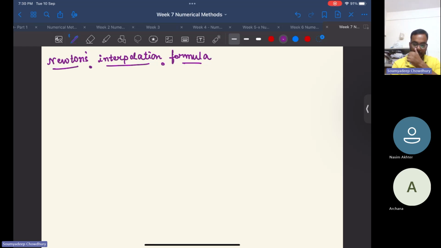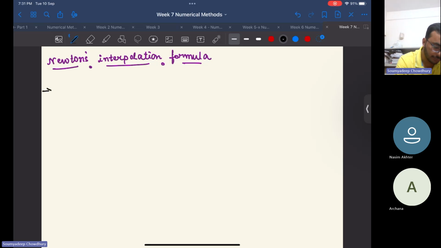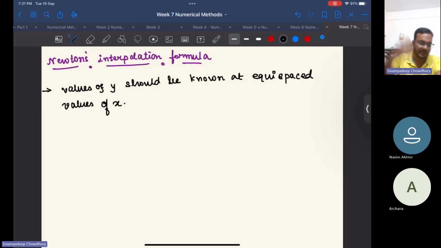So first we will look into Newton's interpolation formula. In Newton's interpolation formula, there is one condition to be satisfied when we can use it. Here your values of y should be known at equispaced values of x. So what does this mean?